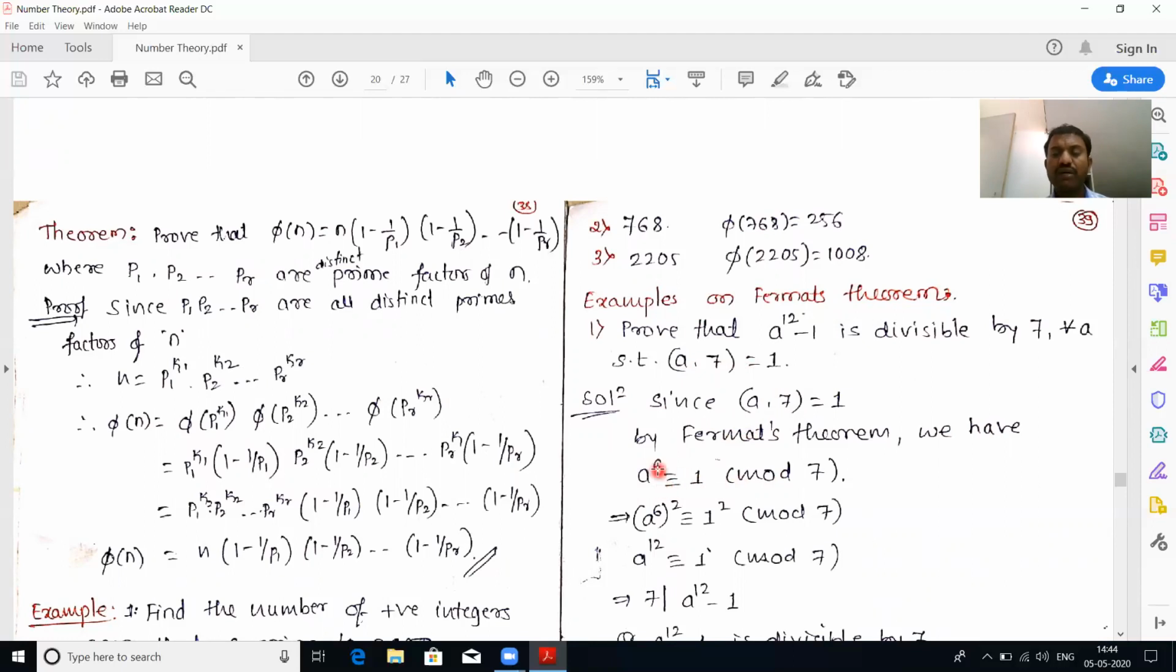Then, so here, by using Fermat's theorem, n minus 1 is 6, since 7 minus 1 is 6. So a raised to 6 is congruent to 1 mod 7.